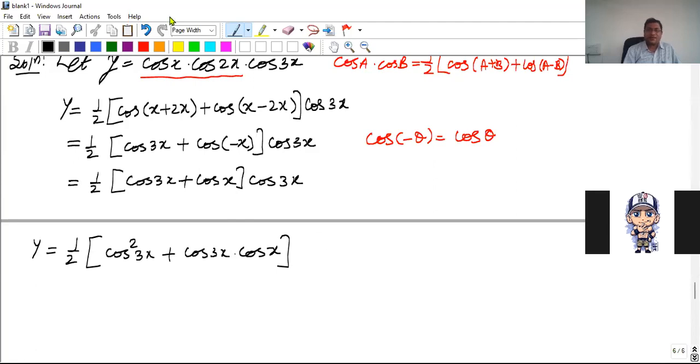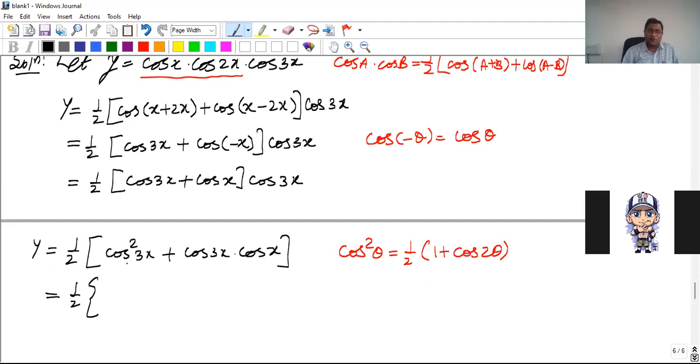You're getting this? Yes, sir. Then what do we know? We have another formula. So cos square theta is equal to half of 1 plus cos of 2 theta. Is that okay? Yes, sir. Okay, so we use this formula here.